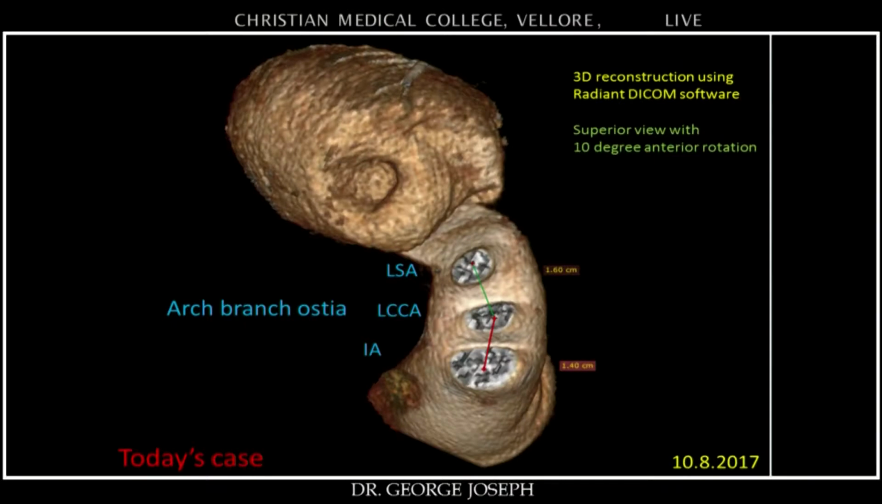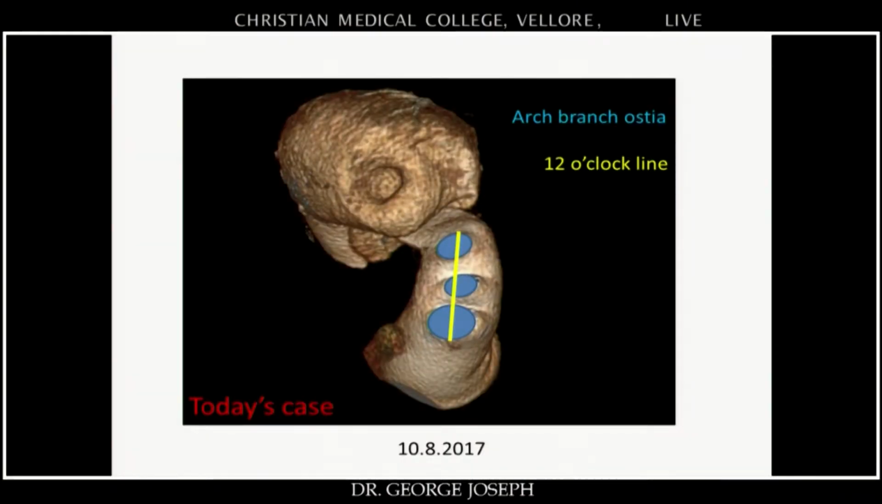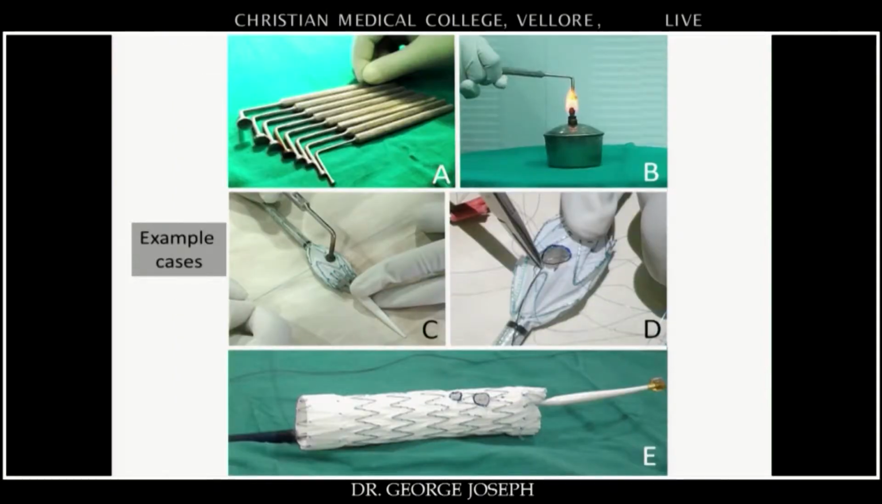Next slide. So this is the planning we did. This is a superior view of the aorta. You can see the 3 arch vessels, the ostia, and we measure the distance. It's the same thing in this view, 14 from innominate to left carotid, 16 from left carotid to left subclavian. And next slide. So we draw an imaginary 12 o'clock line through the 3 ostia, and so we can see the relationships of the 3 ostia to this imaginary 12 o'clock line, which is at the superior aspect of the arch.